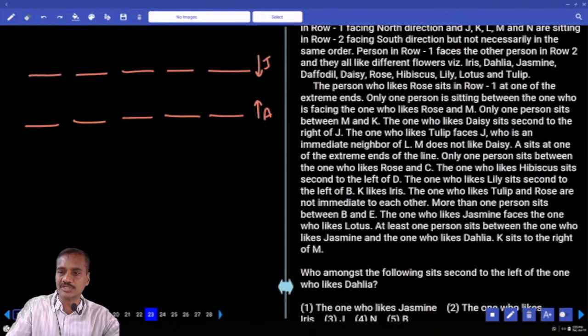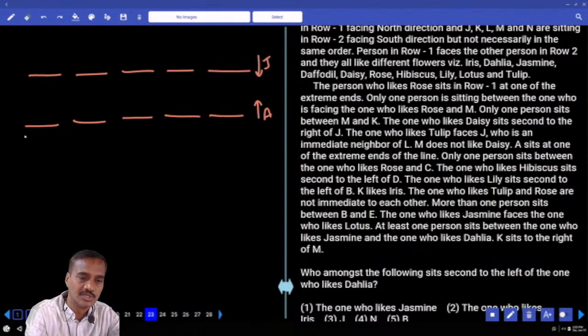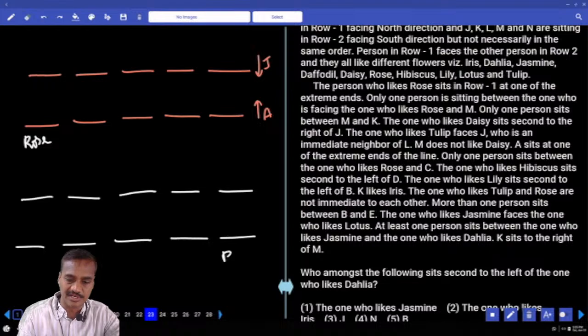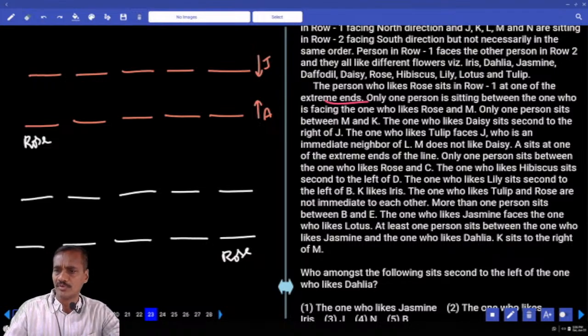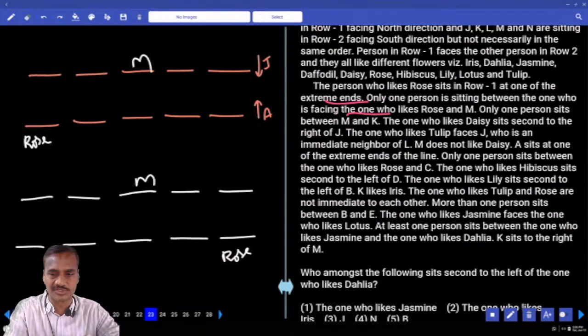The person who likes rose sits in row 1 at one of the extremes. At one of the extremes means how many possibilities? Two possibilities. The one who likes rose can be at place 1 or at place 5, the right extreme. We start with these two possibilities. Only one person between the one who is facing rose and M. So M must be exactly at the center in both cases.